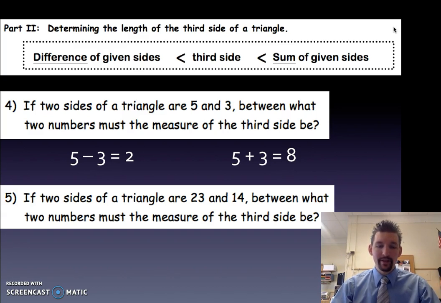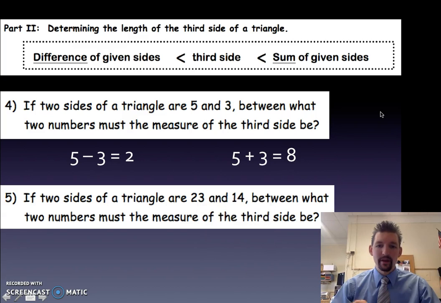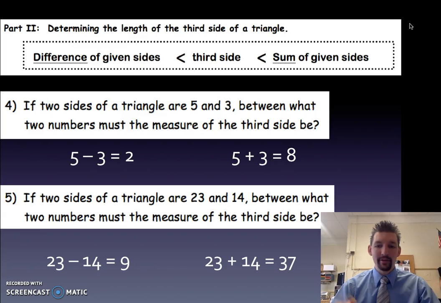So, looking at the second one, pause the video for a second and see if you can determine the range of values that the third side of that triangle could be. So if we have two sides that are 23 and 14, the first thing we'll do is subtract them to get 9 as our lower bound, and then we're going to add them to get 37 as our upper bound. So it will be between 9 and 37.